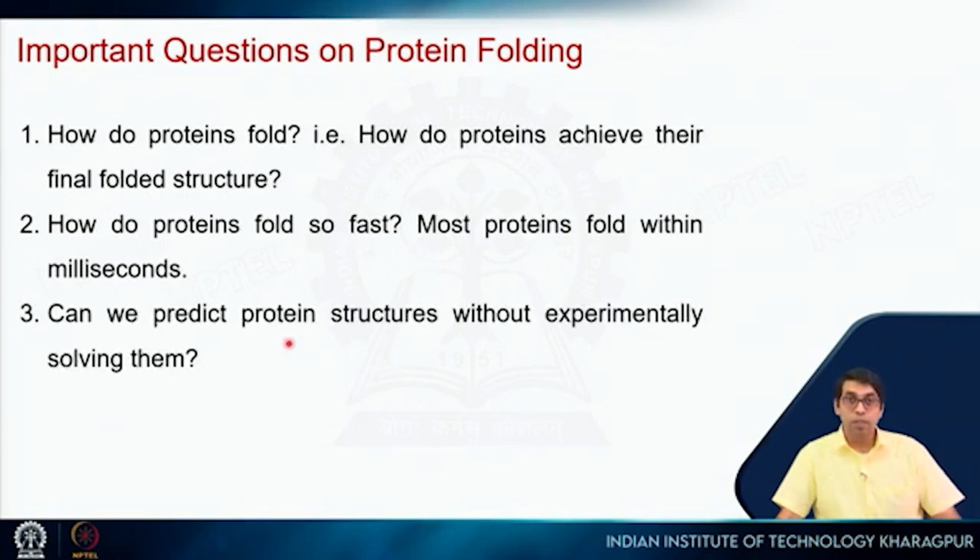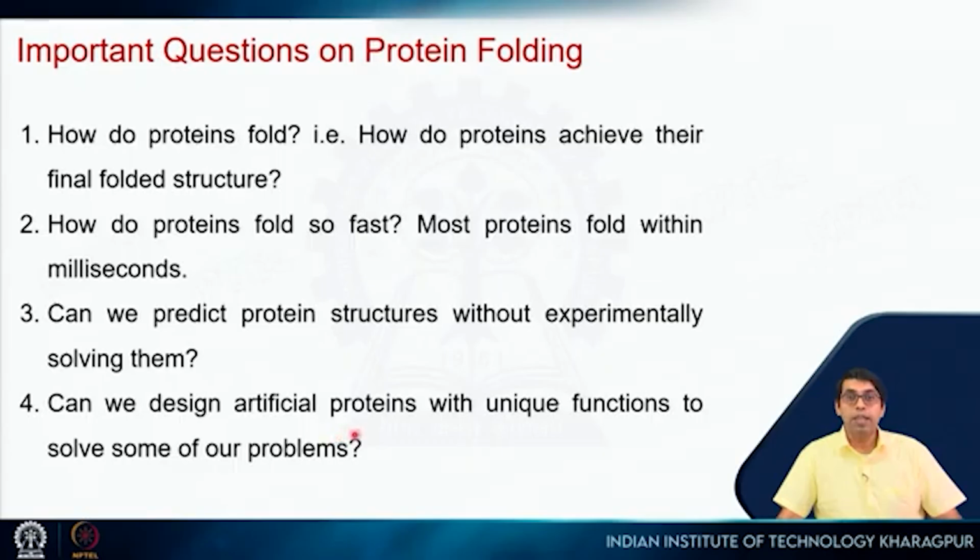Then there is the third question, which is, can we predict protein structures without experimentally solving them? This is a very important question because as I mentioned earlier, protein structures can be solved by 3 different experimental techniques: X-ray crystallography, NMR spectroscopy, and cryo-electron microscopy. However, all these techniques take a lot of time, a lot of expertise, and they are also very expensive. So if we can theoretically model protein structures, then that will be very fast and also less expensive. And finally, can we design artificial proteins to solve some of our problems?